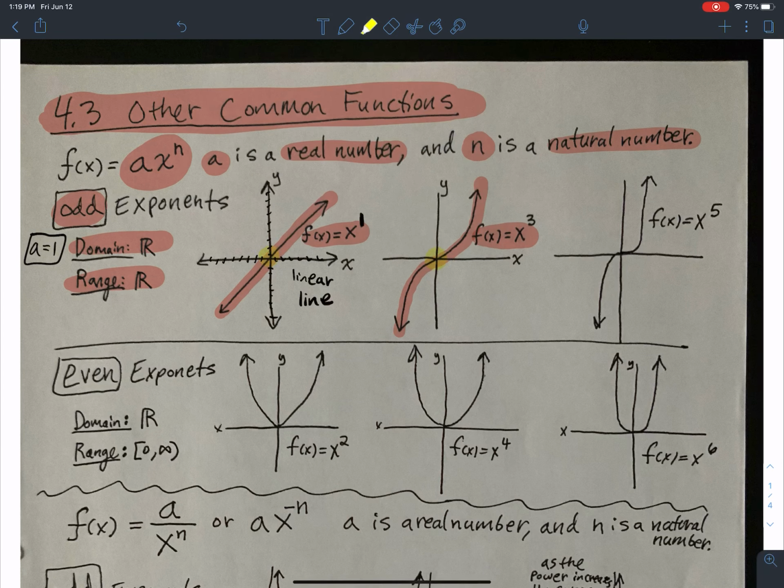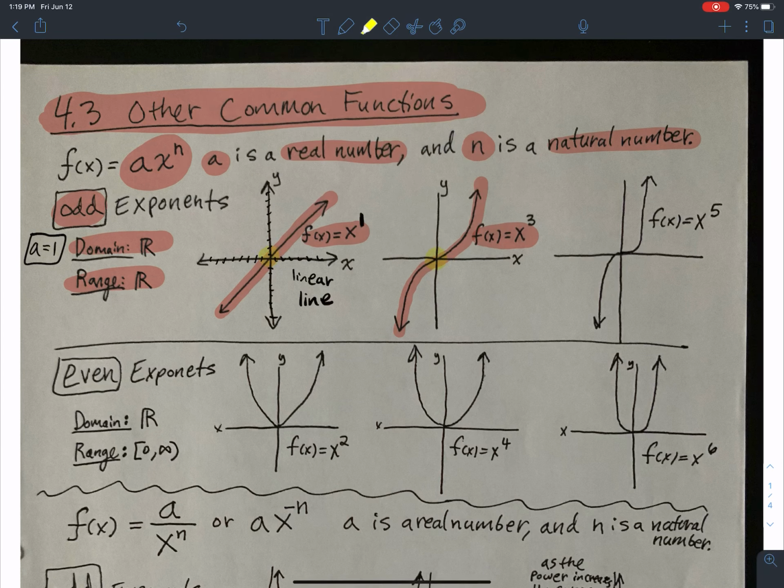So say instead we have an even exponent. Even exponents typically have a domain of all real numbers, so all the x's work. But the range is a little bit different. The range goes from 0 to infinity, unless you have some vertical shift, which takes the parabola and shifts it down or whatever. If there's no vertical shift, then the range is from 0 inclusive to infinity.